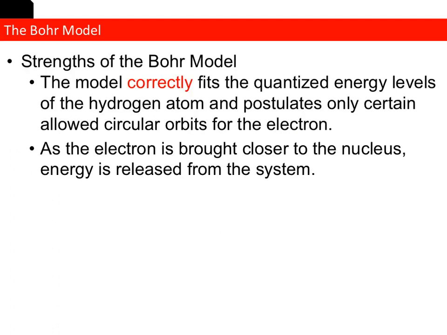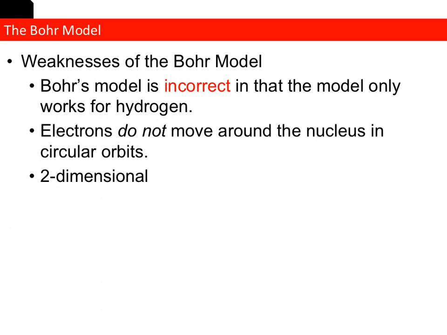The strengths of Bohr's model are that it correctly fits the quantized energy level concept for the hydrogen atom and postulates only certain allowed circular orbits for the electron. In addition, it describes the concept that as the electron is brought closer to the nucleus, energy is released from the system. But where it fell short is that it only works for hydrogen. The math just didn't work out for other elements. And the electrons don't necessarily move around the nucleus in circular orbits, because the world is not two-dimensional. The world is three-dimensional, and we need to account for that difference in our atomic model.